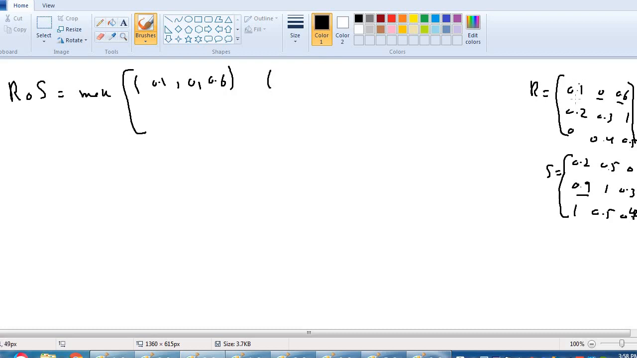Now for the second, we take again the first row and the second column, 0.5, 1 and 0.3. We take the minimum of 0.1 and 0.5, we get 0.1. Then 0 and 1, the minimum value is 0. Then 0.6 and 0.5, the minimum value is 0.5. And for the third, if we take 0.1 and 0, the minimum value is 0. Then 0 and 0.3 is 0. Then 0.6 and 0.4, the minimum value is 0.4.